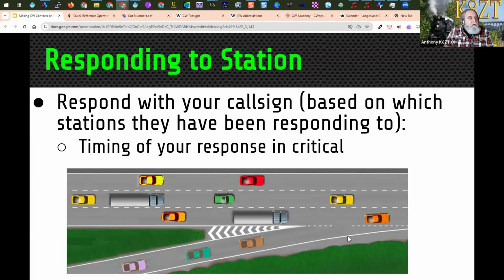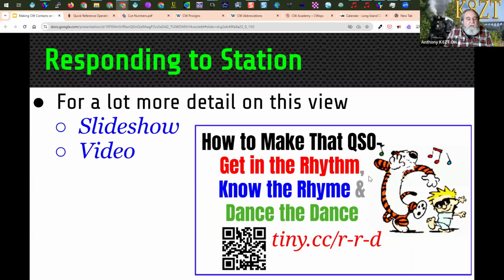Just like getting on a highway, timing is really important. Knowing when to jump in, how fast to jump in, etc. is very important. I have a whole presentation on this called Get in the Rhythm, Know the Rhyme, and Dance the Dance. You can see the slideshow. You can watch the video on that for more information.